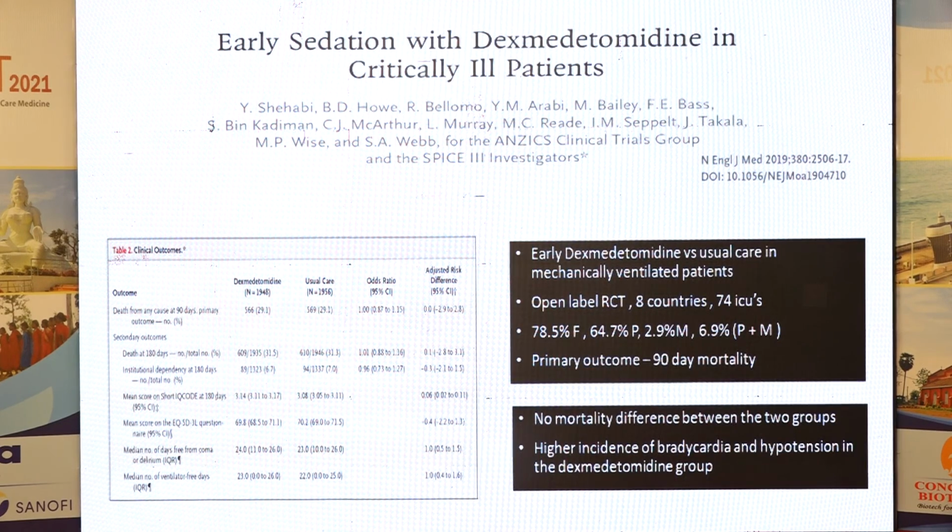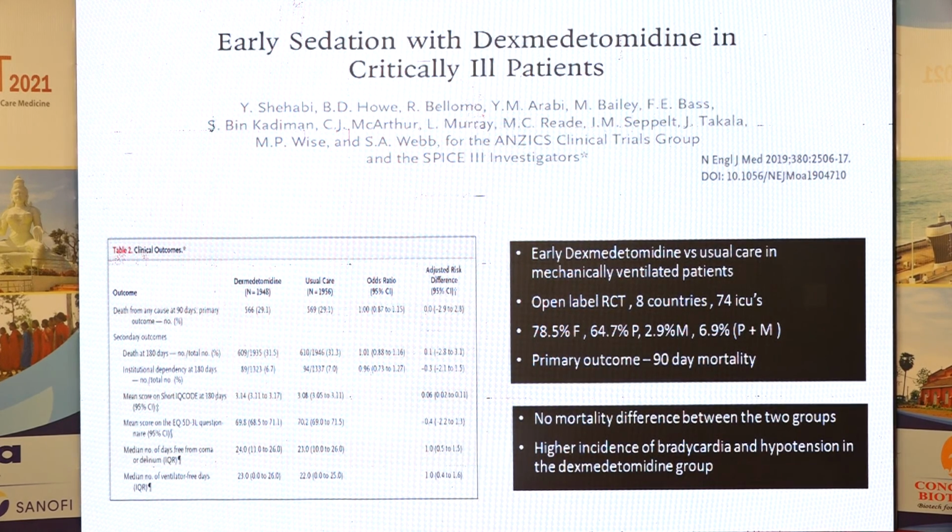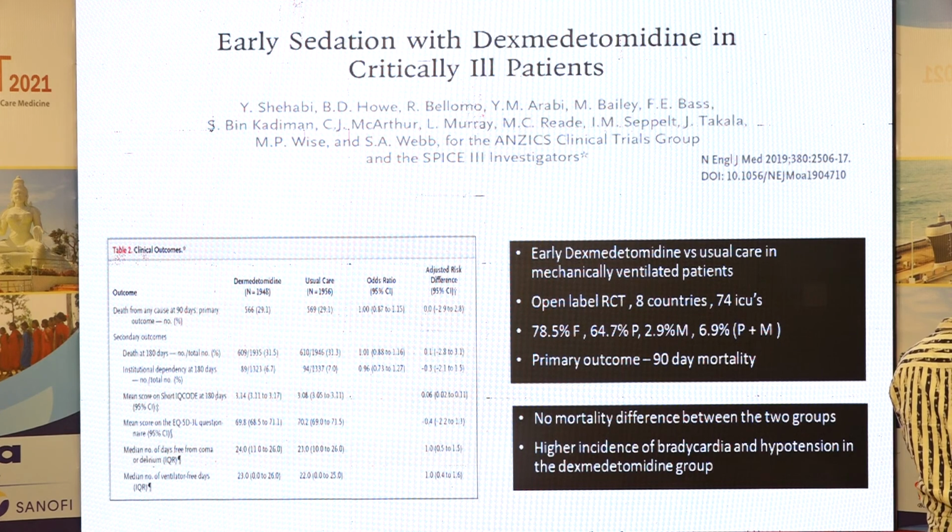So this was done in about 8 countries across 74 intensive care units. This was an open label randomized controlled trial where they compared the use of early dexmedetomidine versus the usual care. The usual care included propofol, midazolam, and the other opioids. But what was interesting to find was, even in the dexmedetomidine group, almost 78% of patients needed fentanyl, about 65% of patients needed propofol, about 3% of patients needed midazolam, and about 7% of patients needed both propofol and midazolam.